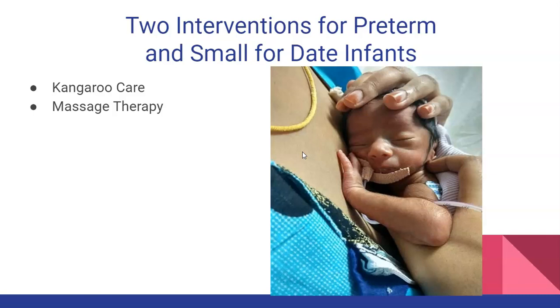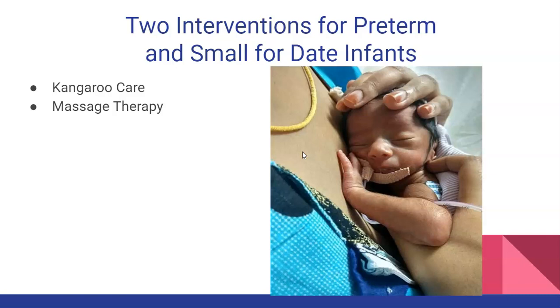Another intervention is massage therapy. Massage therapy is becoming more and more popular. You just massage the arms and the legs and the stomach, wherever you feel comfortable massaging the child, and that helps again to circulate the blood and circulate the bodily functions. And again, that just gives the child a little extra boost and encourages the body to function properly on its own.